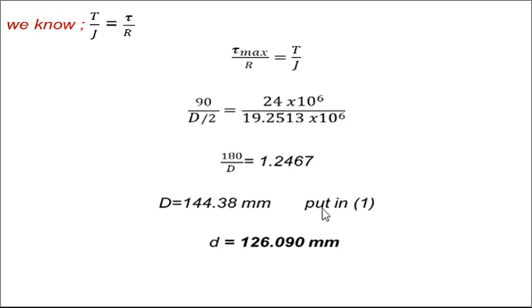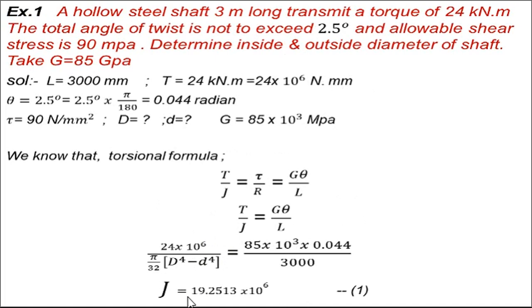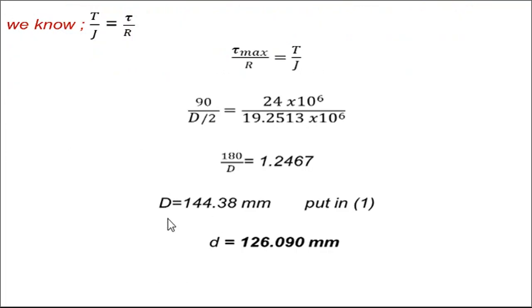144.38 mm. So put that value in equation number 1, because J is nothing but pi by 32 into D raised to 4 minus small d raised to 4. So if you put that capital D value, we'll get the small d, which is the inside diameter of the shaft. So capital D and small d are our objective, that is the outside and inside diameter.